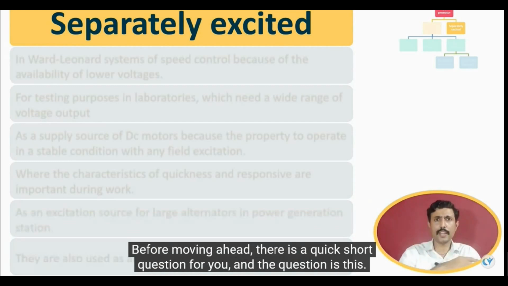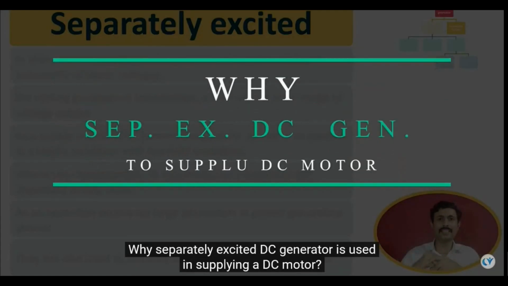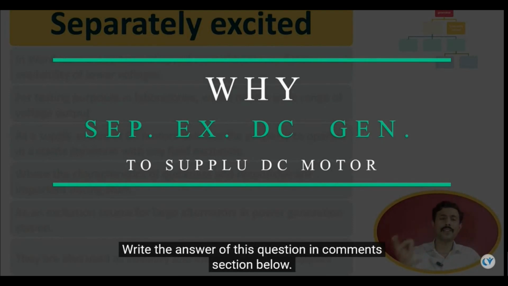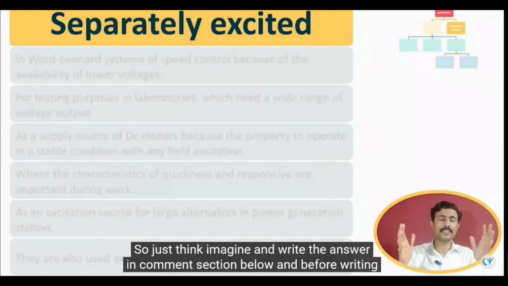Before moving ahead, there is a quick short question for you. The question is this: why is a separately excited DC generator used in supplying a DC motor? Write the answer to this question in the comment section below. The same thing I have taught in this video. So just think, imagine, and write the answer in the comment section below.